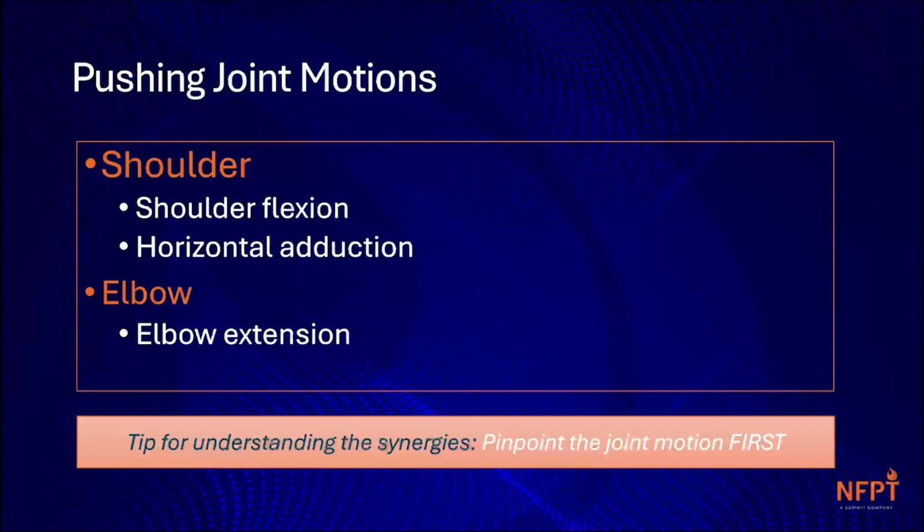And then horizontal adduction can be a little trickier to understand, but it's actually simple. Horizontal just means exactly how it sounds. So your arms will be parallel to the ground. And then the adduction part of it is when you're going closer to the midline of the body. Then we've got the elbow, and the primary joint motion here is just simple elbow extension.